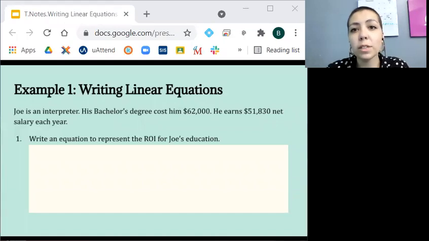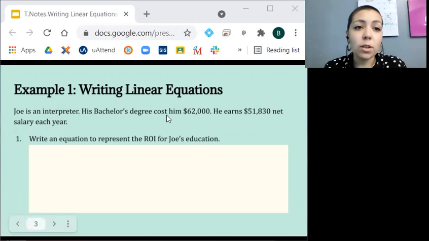Hey everybody, so today we're just going to be talking about writing linear equations. This is supposed to help you doing that work for your capstone. So we're going to be looking specifically at how to write linear equations for the return on investment for various careers. So our first example that we have right here is Joe is an interpreter.